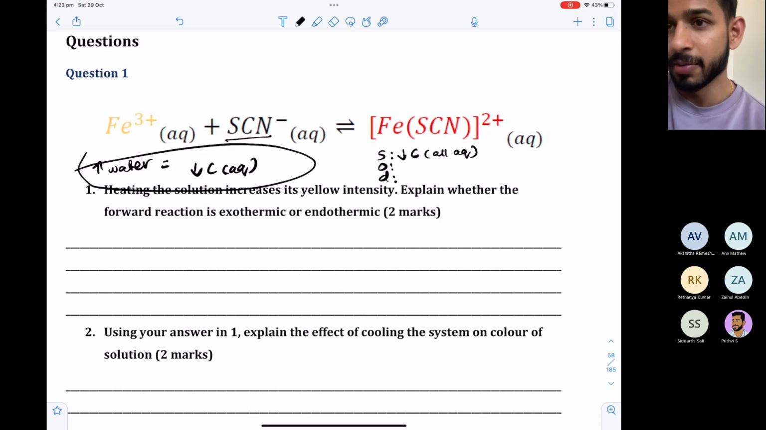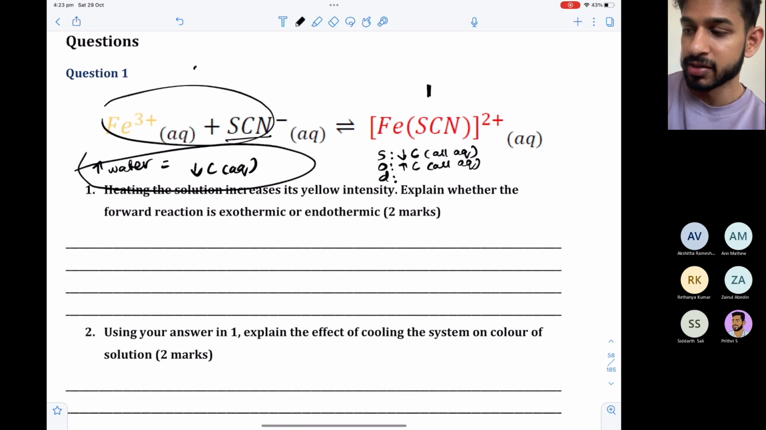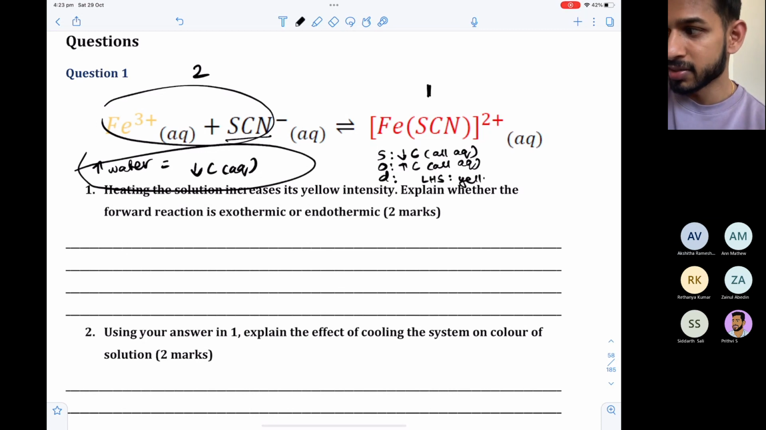So what's the opposite of that? An increase in concentration. Good. So which direction would you want to go? There's 1 aqueous species on the right-hand side, and there's 2 on the left-hand side. Which direction are you going to make more aqueous species? The left. So we become yellow, right? Because iron 3 has a yellow color. Very good. That's it, right?